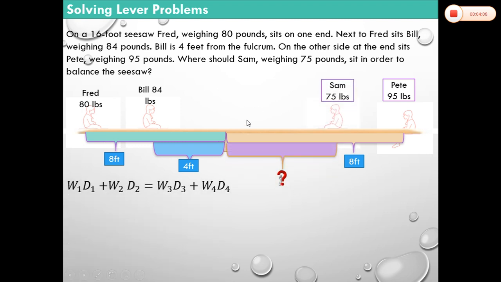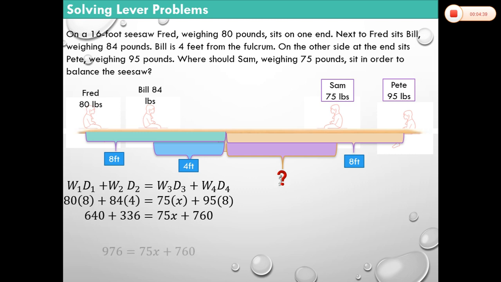The equation is W sub 1 D sub 1 plus W sub 2 D sub 2 is equal to W sub 3 D sub 3 plus W sub 4 D sub 4. 80 multiplied by 8 plus 84 multiplied by 4 must equal 75 multiplied by x plus 95 multiplied by 8, where x is the distance of Sam from the fulcrum.